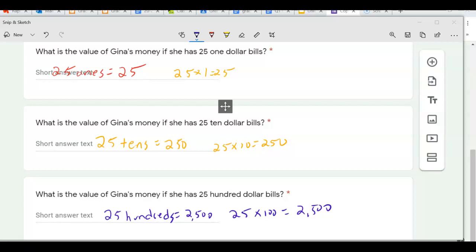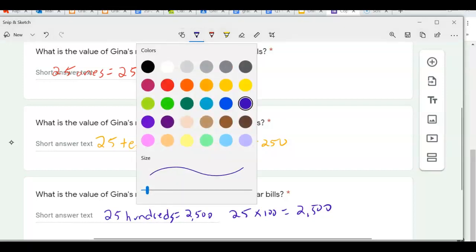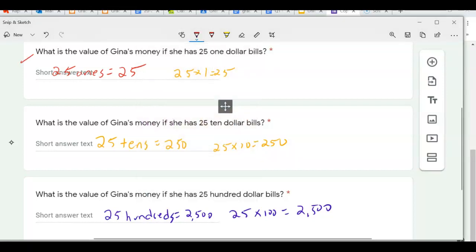Okay, so you've had an opportunity to go on and answer yours, and let's go over them. I've written the answers in with my pen, but you're going to be typing yours in. So the first one says, what is the value of Gina's money if she had 25 $1 bills? Now, 25 ones is equivalent to 25 times 1, and your answer will be 25. So the value will be 25 for that.